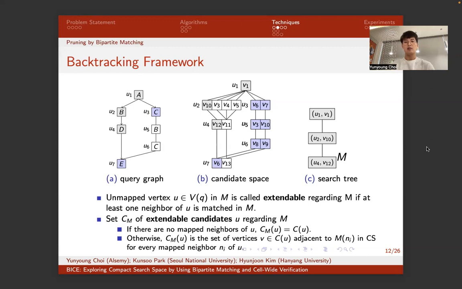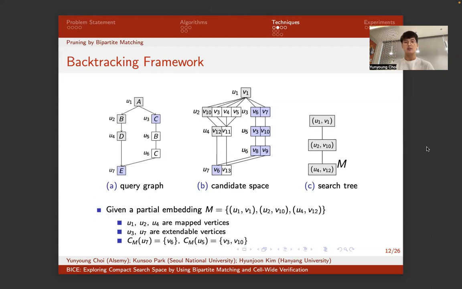In figure A, the gray vertices are already mapped vertices, and the blue vertices are considered extendable vertices. In figure B, gray candidates represent mapped candidates, and blue candidates are extendable candidates. For example, CM(U5) includes V3 and V10. Finally, figure C shows a search tree, where each node represents the last mapping of a partial embedding. For example, figure C illustrates the linear mapping history of partial embedding M.